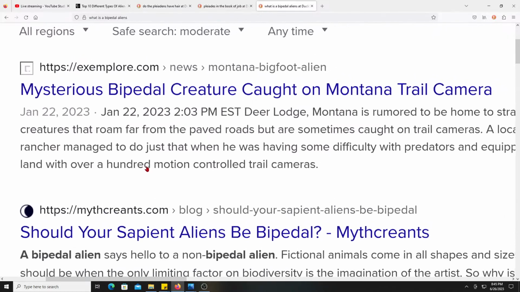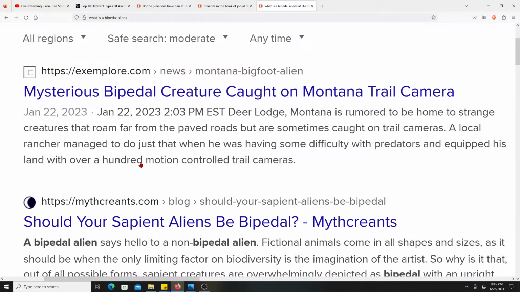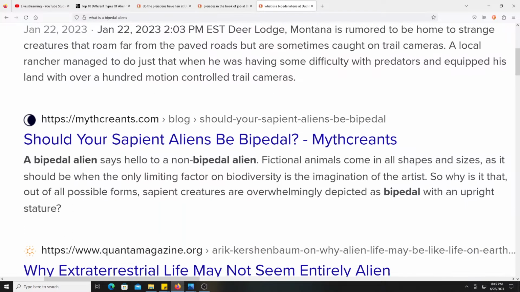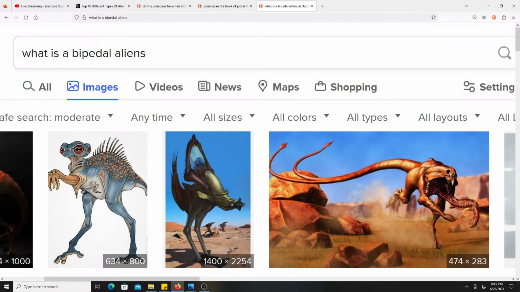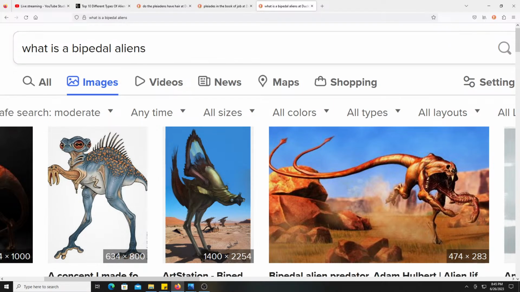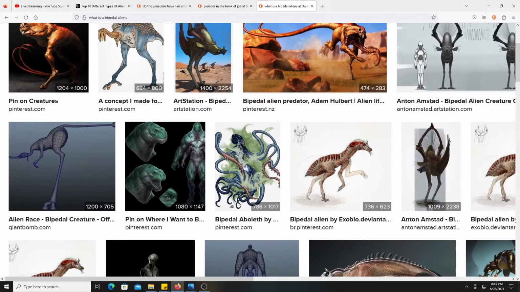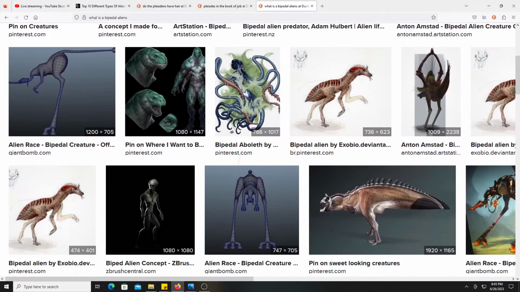A mysterious bipedal creature caught on the Montana trail camera. Montana is rumored to be home to strange creatures that roam far from the paved roads, but are sometimes caught on trail cameras. And a local rancher managed to do just that. Equipped his land with cameras. Should your sapient aliens be bipedal? Well, I'm trying to think of what a... okay. Depicted as bipedal with an upright stature. I gotta see a visual. What is a bipedal? Okay, they got two legs. That's what they... Okay. But I really don't know.